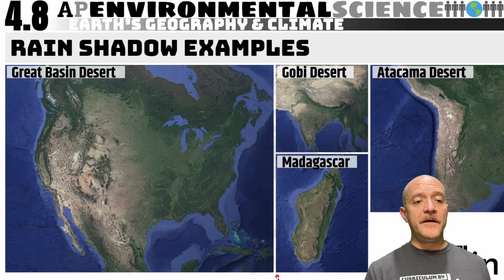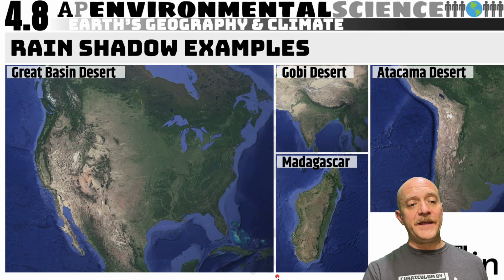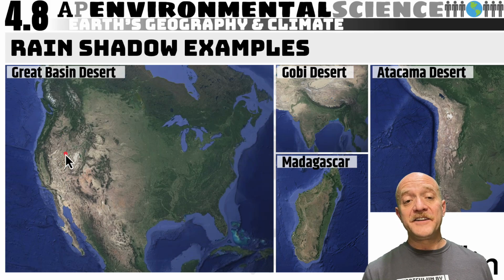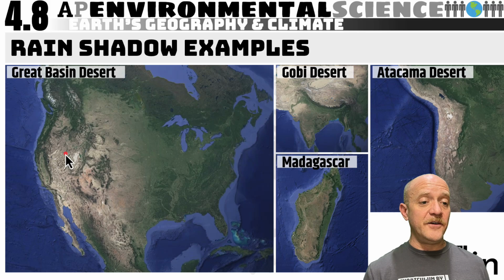Now, some common rain shadow desert examples. We have the Great Basin Desert in the United States. The Sierra Nevadas and the Rocky Mountains are blocking any flow of moisture into this area. There are actually no rivers that flow into this area, and no rivers that flow out. I told you in the last video, with this watershed, it all evaporates.